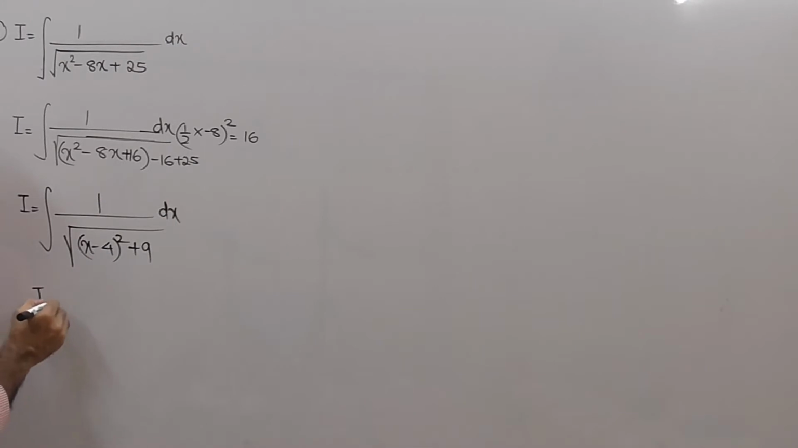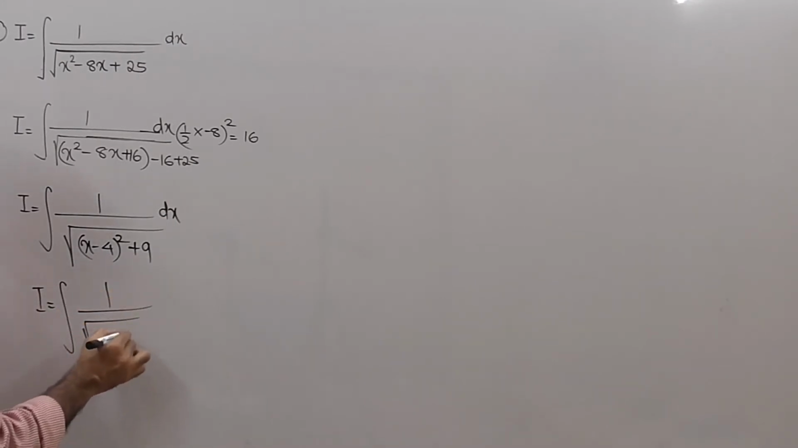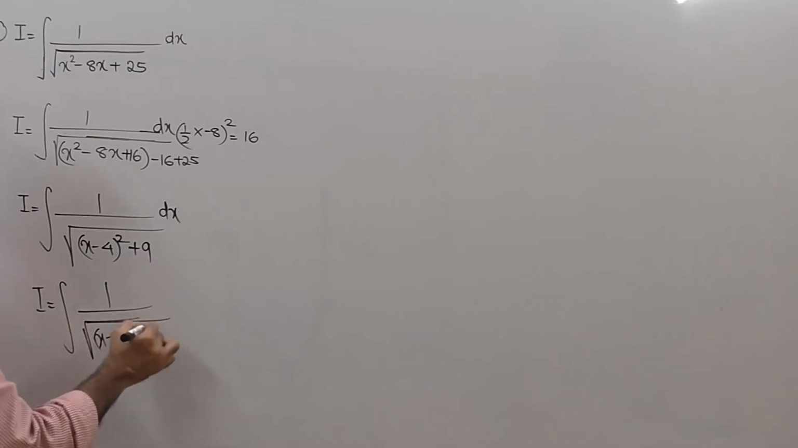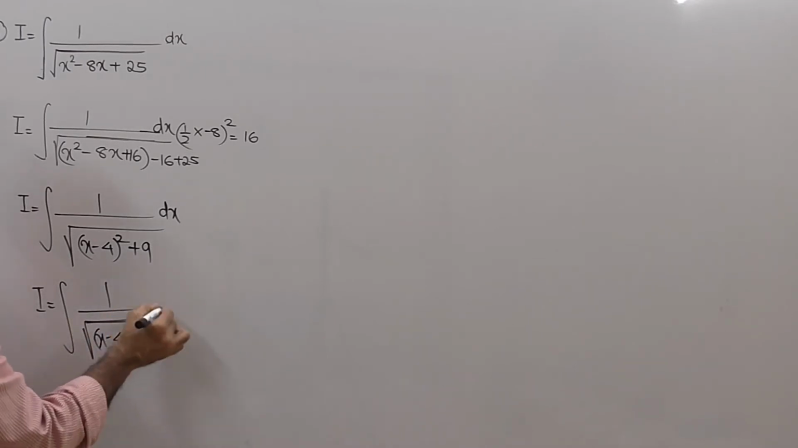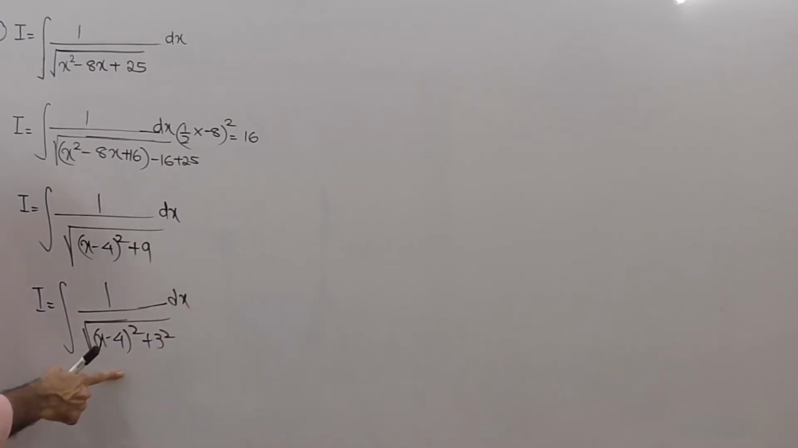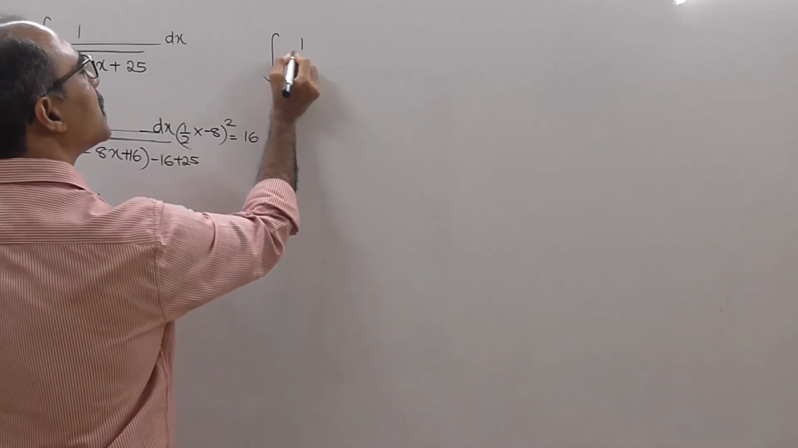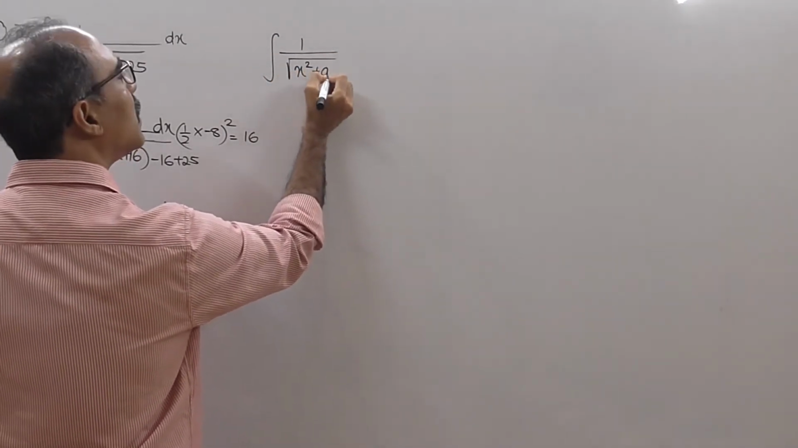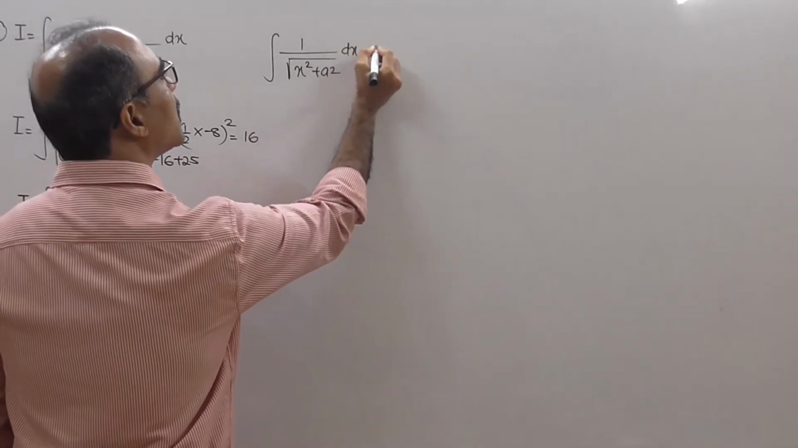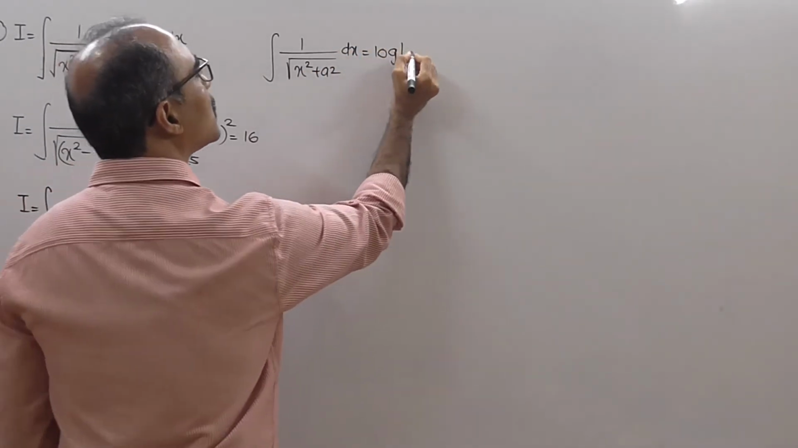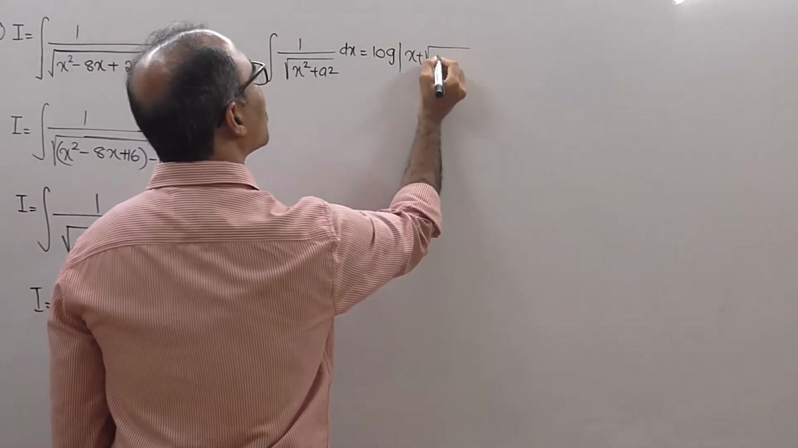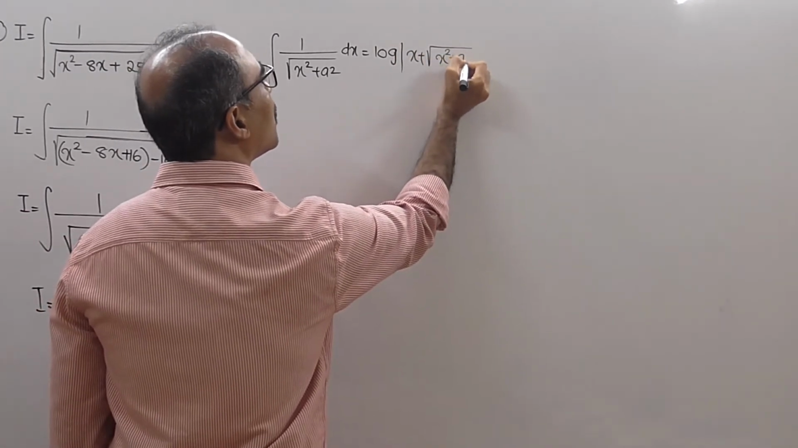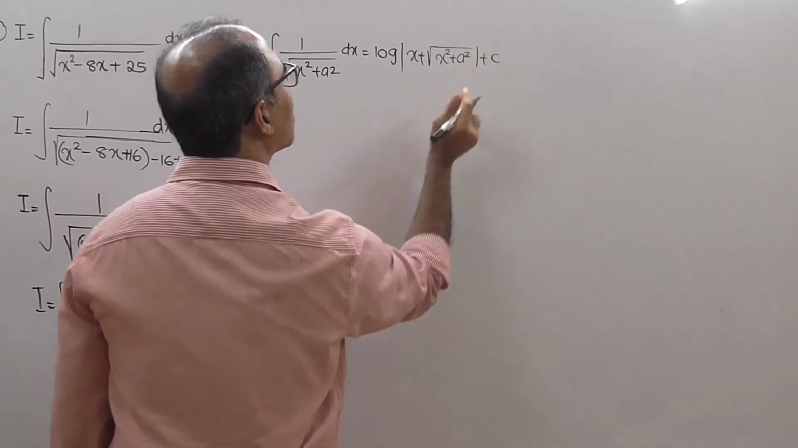So I think I should get I equal to integration 1 upon root of (x minus 4) the whole square and 9, I think I can write it as 3 square. Okay, so now this is in the form of integration 1 upon root of x square plus a square dx. I think that is equal to log modulus x plus root of x square plus a square plus c.